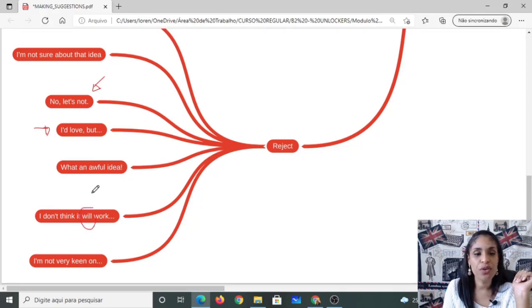E aqui a gente usou o will, tá vendo? Então, nesse sentido, eu poderia dizer, I don't think it going to work. Sounds strange. Soa estranho. So I'm going to pick will. I don't think it will work. Oh, I'm not very keen on that idea. This keen on, essa disposição, essa vontade. I'm not very keen on this or that.